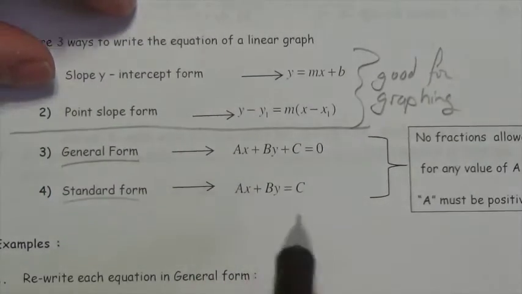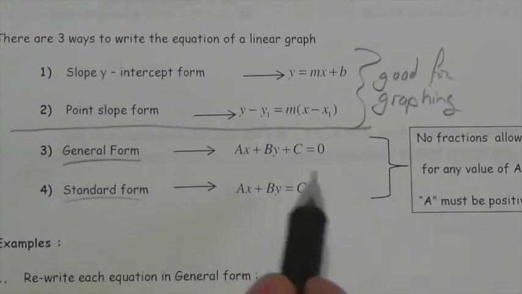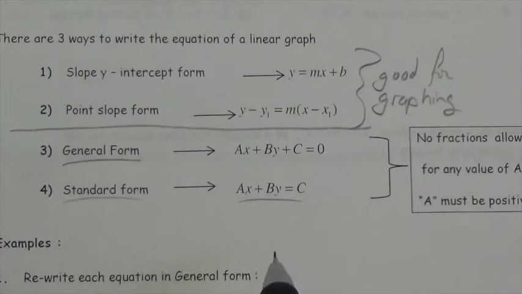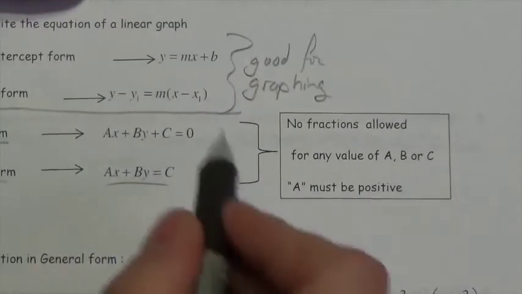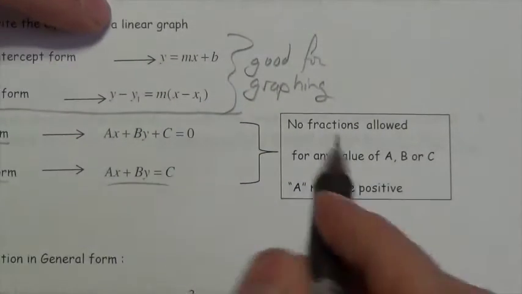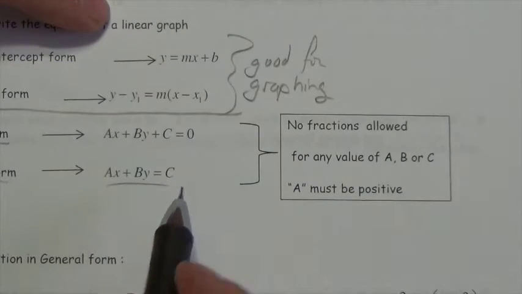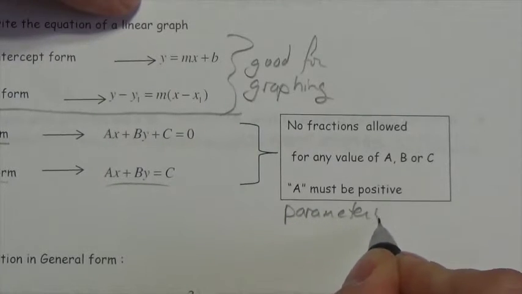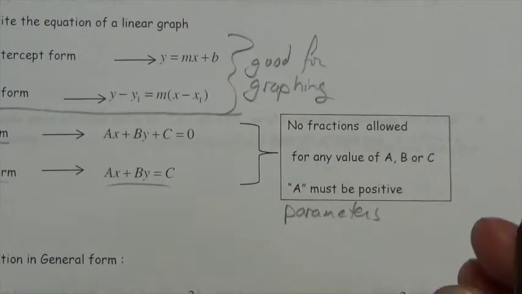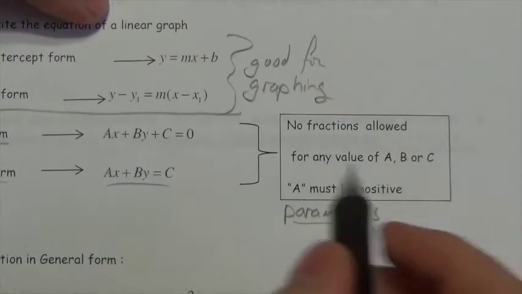This one right here, we're actually going to explore a little bit more in this particular course when we start looking at systems of equations. When we start solving systems of equations, you're going to find that often we're going to use the standard form to solve them. Now, the key properties of the general and standard forms here are that A, B, and C, these things right here, first of all, they're called parameters. Actually, so are the m and the b in the other equations here, but these are called parameters.